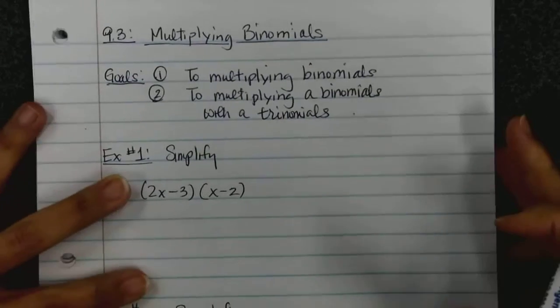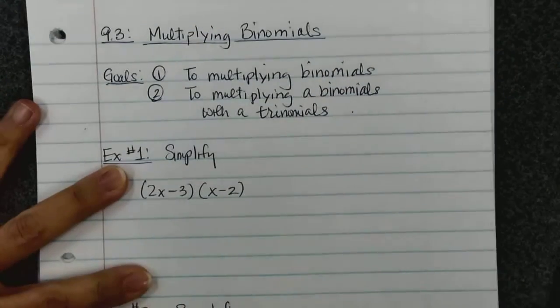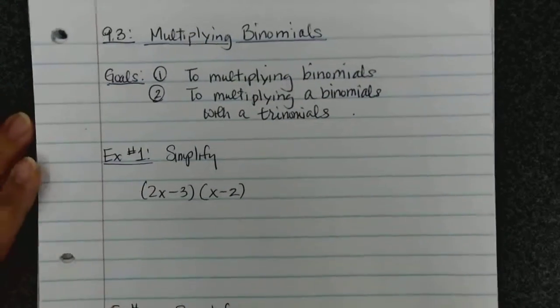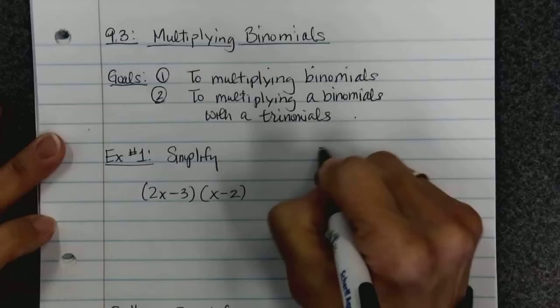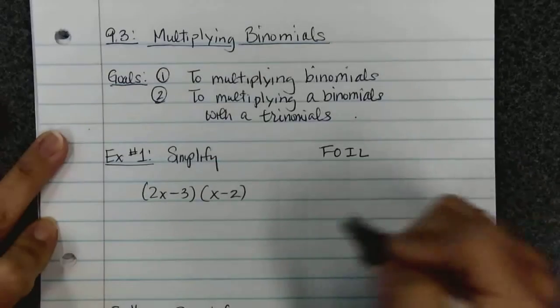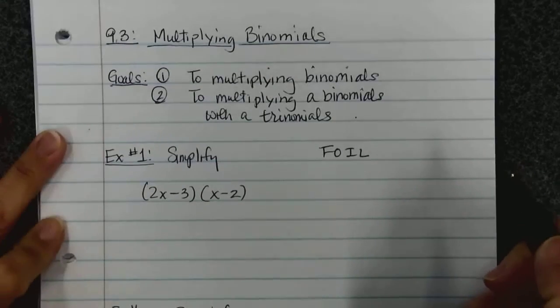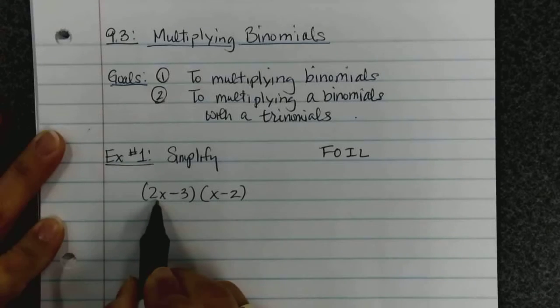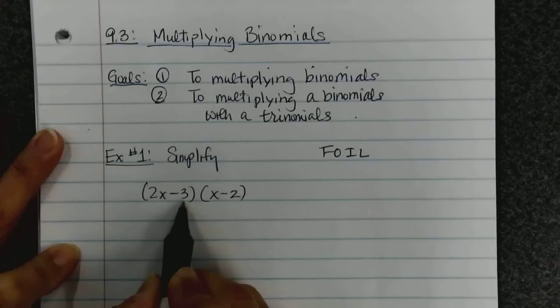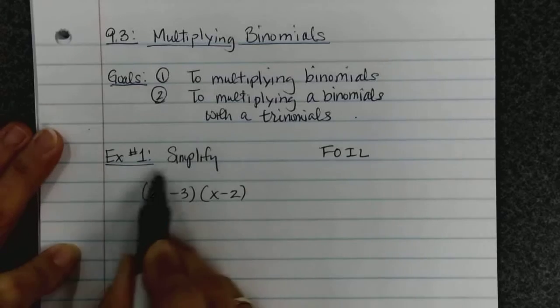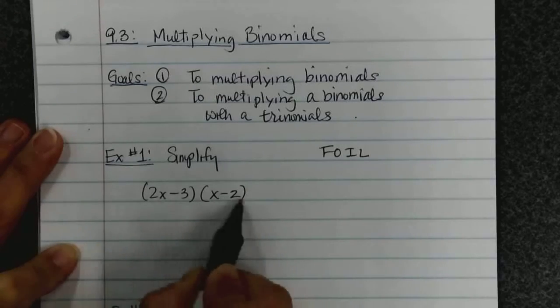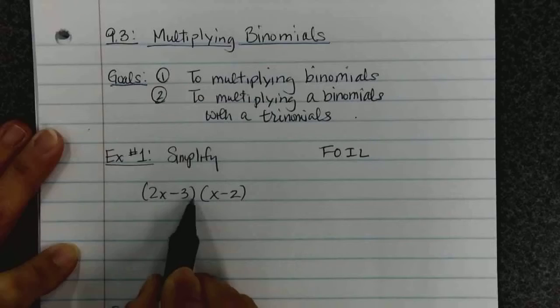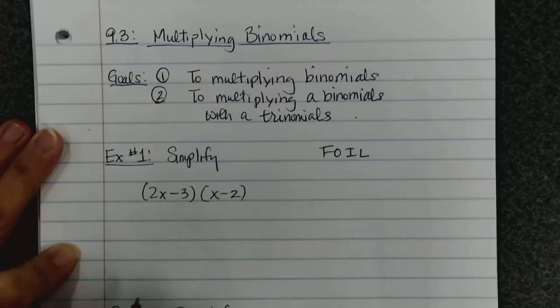And the way we describe this is we're going to do what's called a FOIL. We use an acronym, FOIL, to describe the method of multiplying binomials. So if you notice this right here by itself, this is the first term and then this is the last term. First term, last term. Together, these two on the outside are called the outer terms and the ones on the inside are called the inner terms.